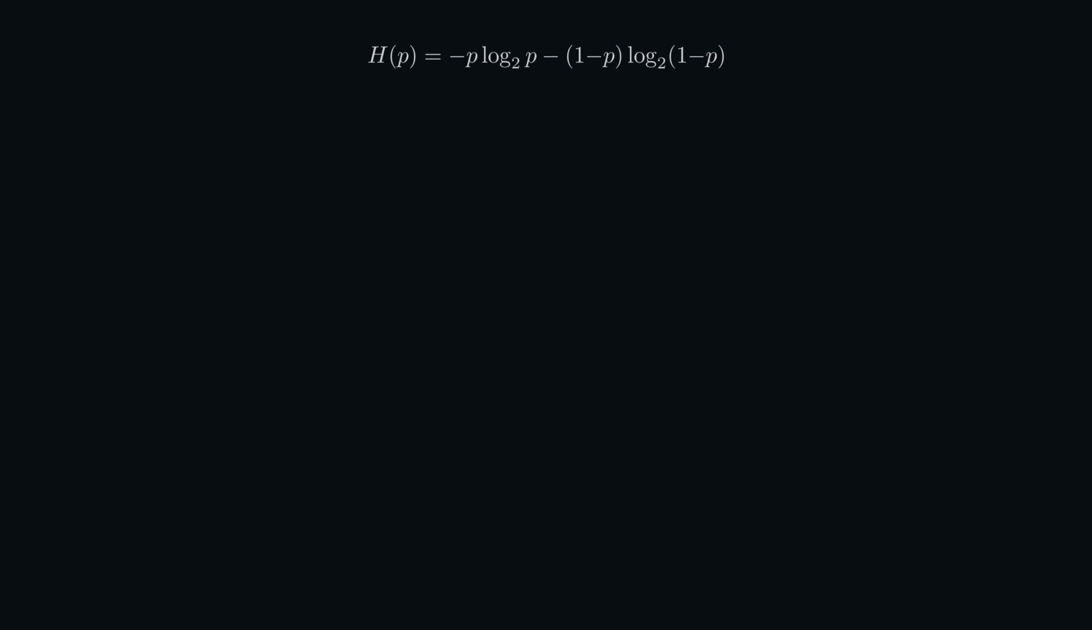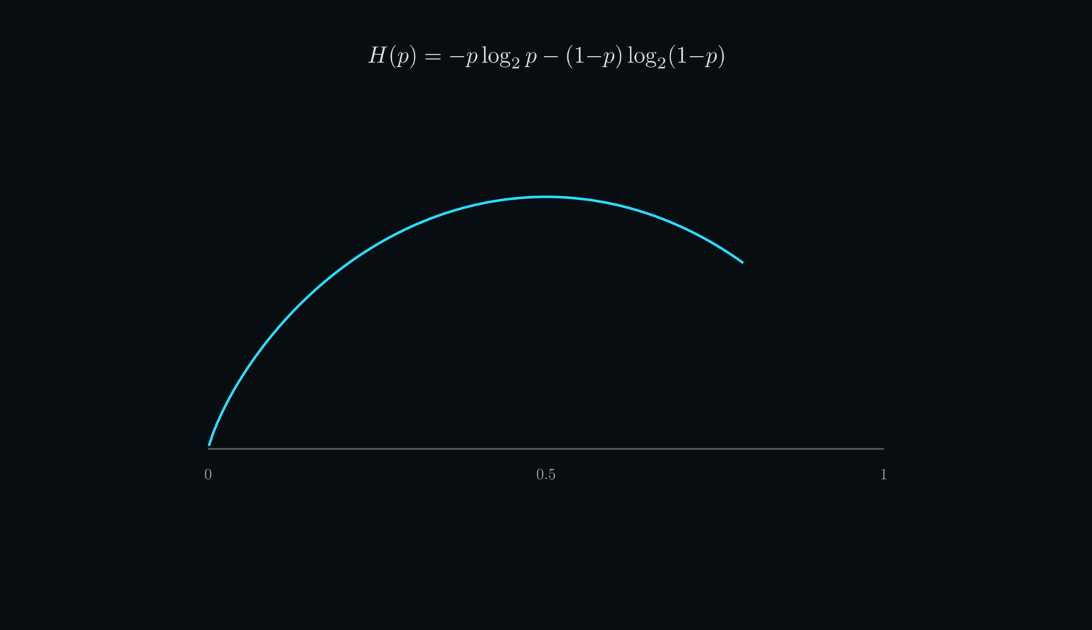Make surprise a number. A fair coin, maximum uncertainty, 1 full bit per flip. A coin that lands heads 90% of the time. Mostly predictable, 0.47 bits. 99%, 0.08. A two-headed coin, 0. No surprise, no information, the flip tells you nothing you didn't know.